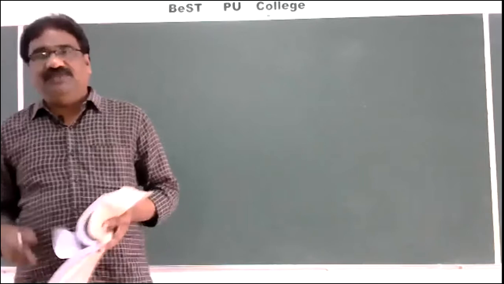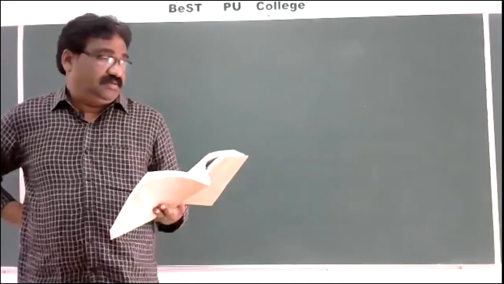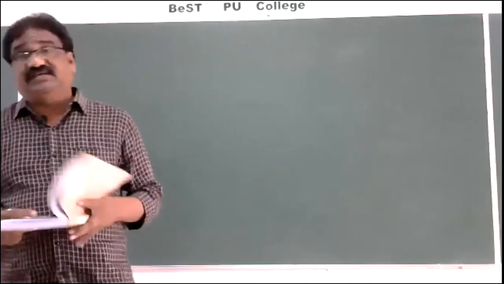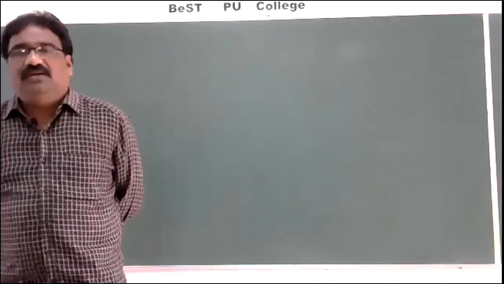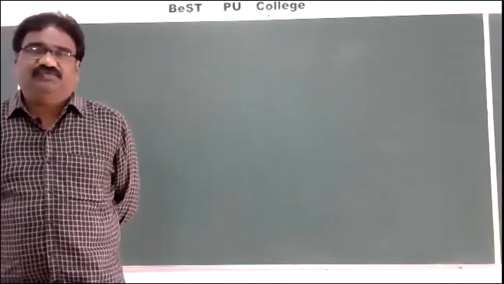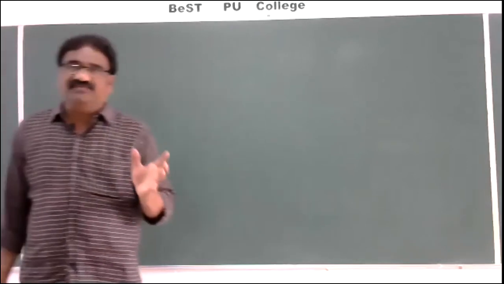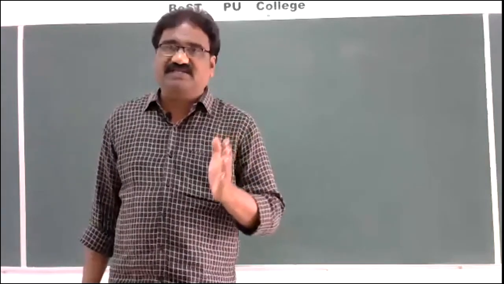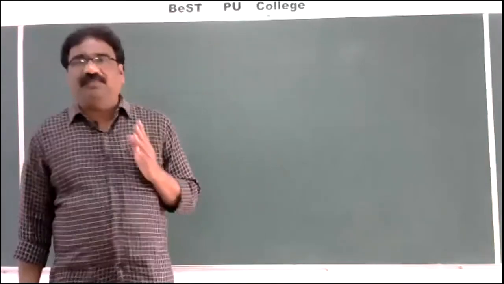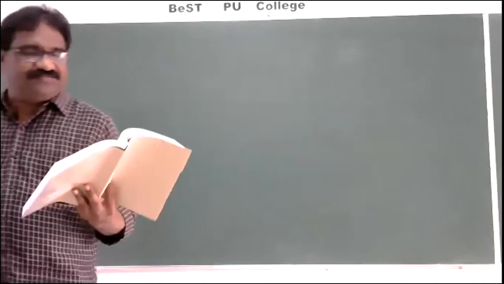Yesterday, that is up to the previous class, we discussed the concepts: what is meant by inclination, what is meant by slope, the angle between two lines, the locus concept, and the equation of a line passing through a point and having a given slope. That is the point-slope form, and the two-point form also. We discussed all these concepts. Then we are going to discuss the exercise problems.